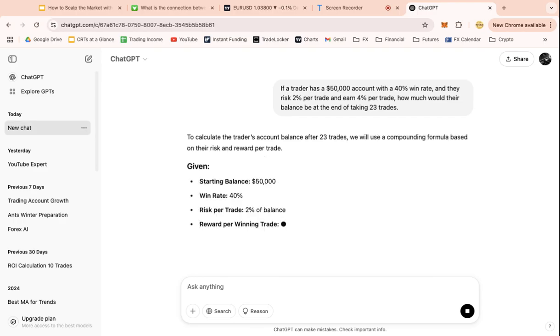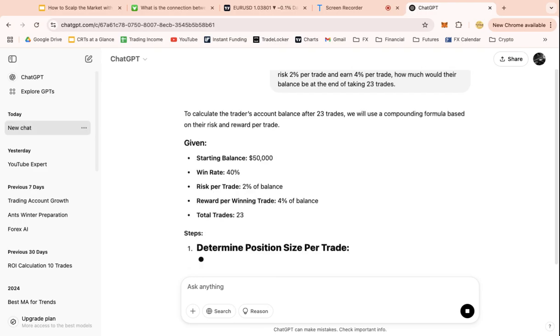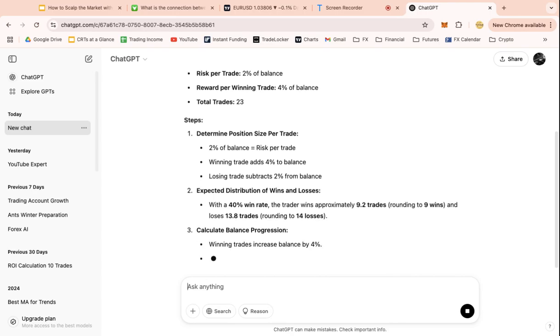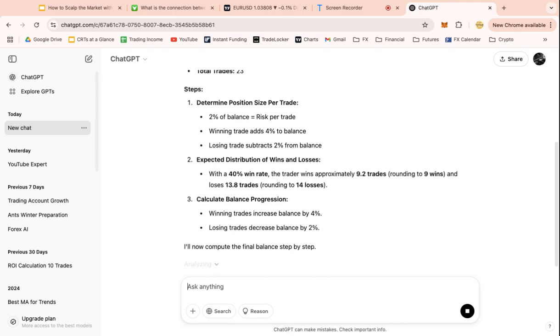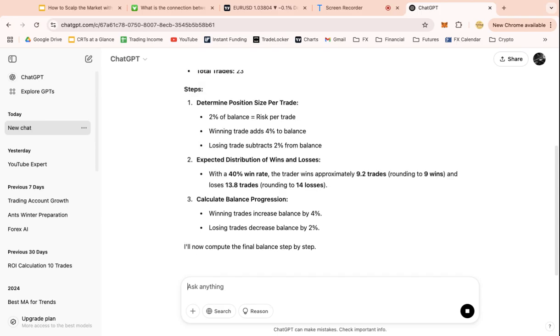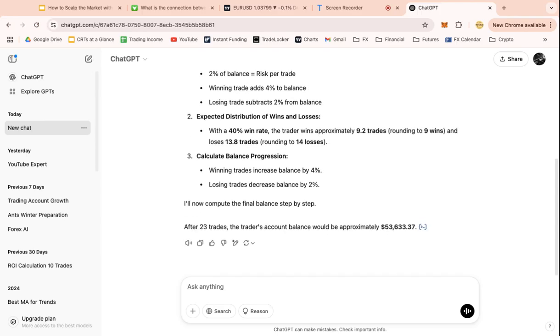So it spits out the 2%, 4%, and the distribution. Calculating. And what we're looking for is the final balance. How much would we possibly be able to make?